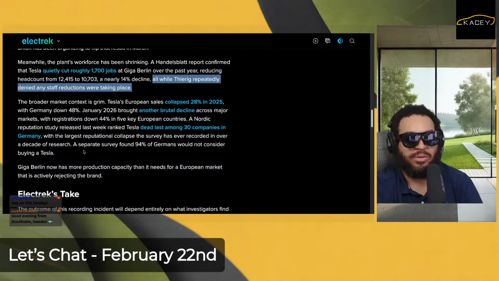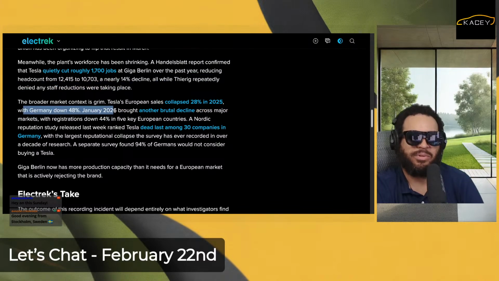The broader market context is grim. Tesla's European sales collapsed 28% in 2025, while Germany is down 48%. And January 2026 brought another brutal decline across major markets, with registrations down 44% in 5 key European countries.